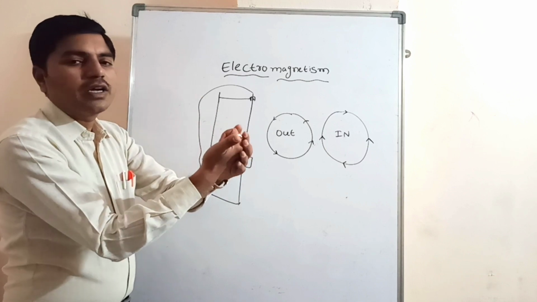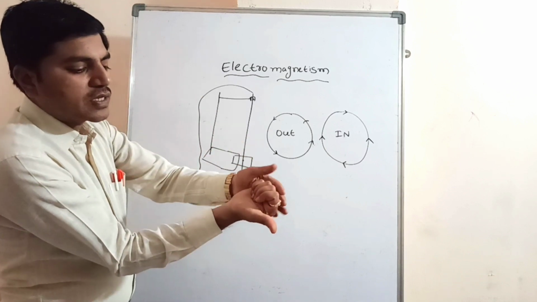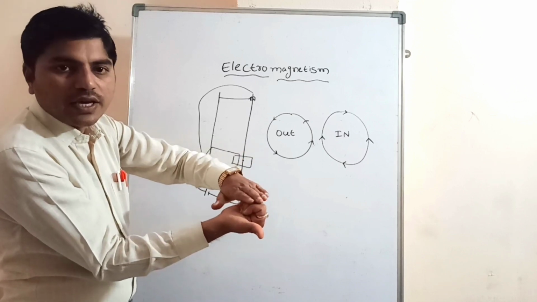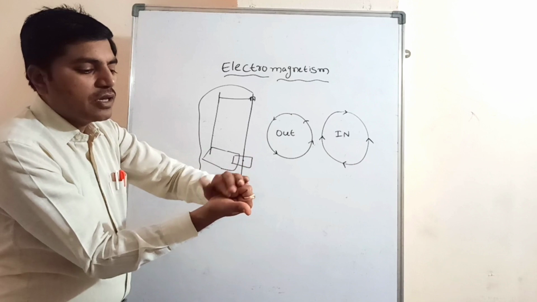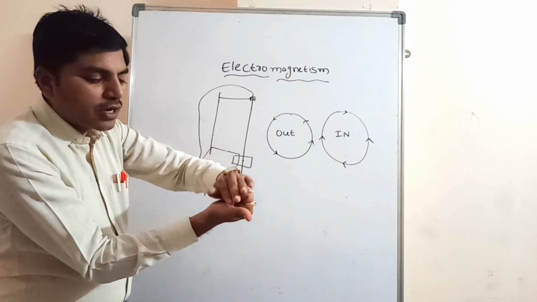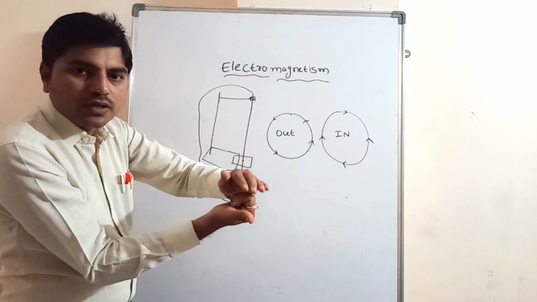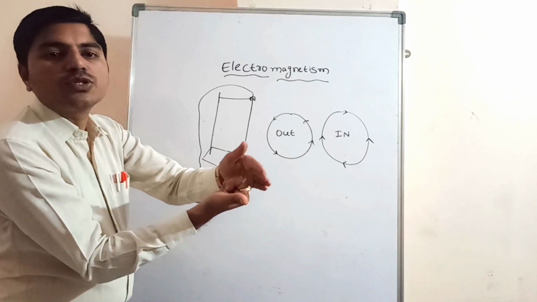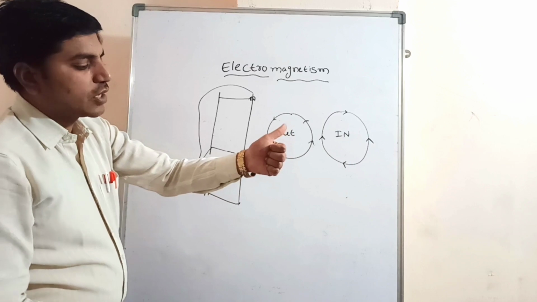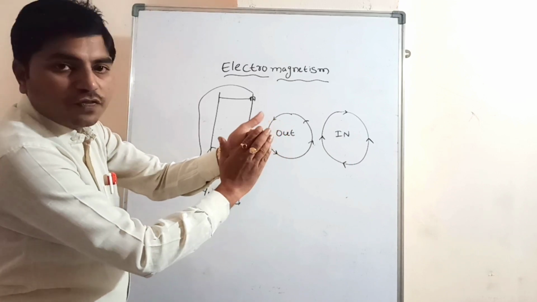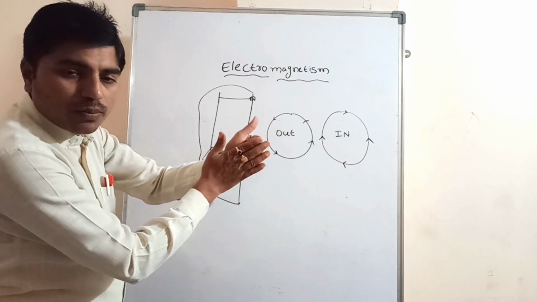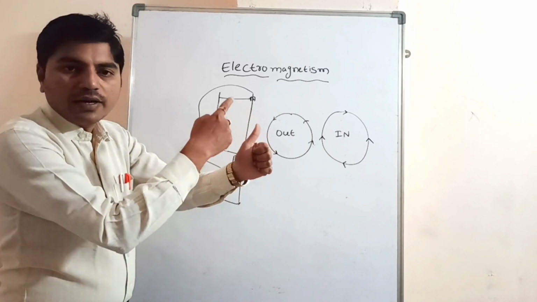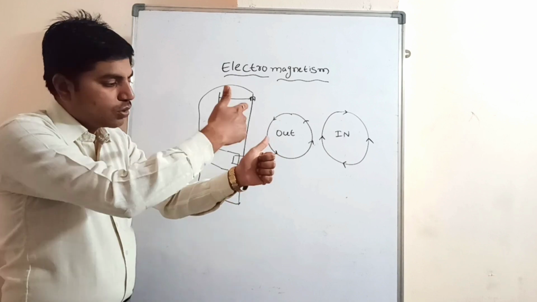Then the surrounding of the conductor, the curved fingers show the electromagnetic effect, meaning that around the conductor a magnetic field is generated. So these fingers show the magnetic field around the conductor. This is called the thumb rule.